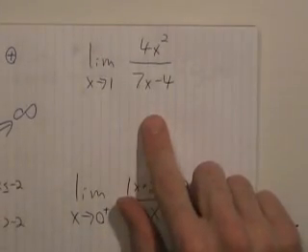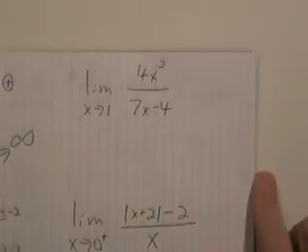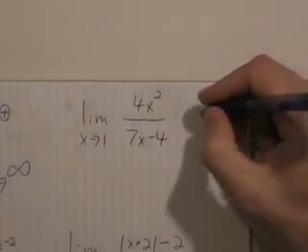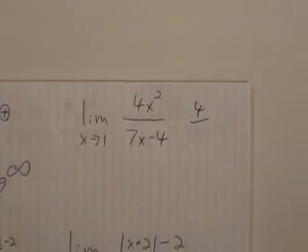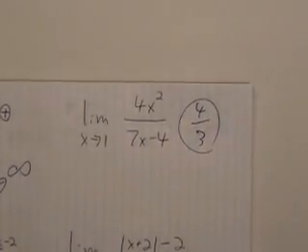This was the plug-in one. All you had to do was plug in x equals 1, and you get 4 over 7 minus 4 is 3, 4/3.